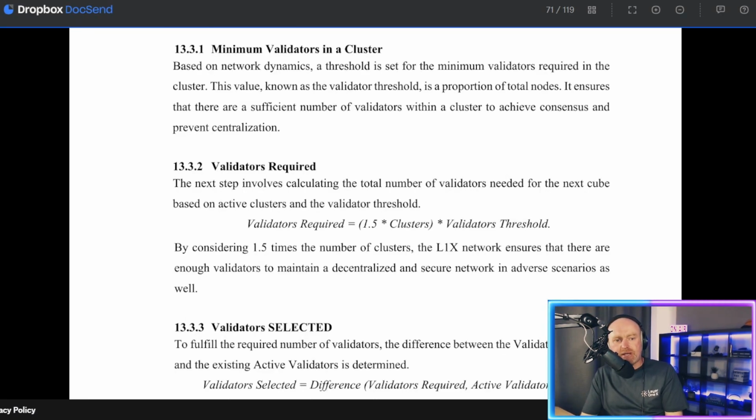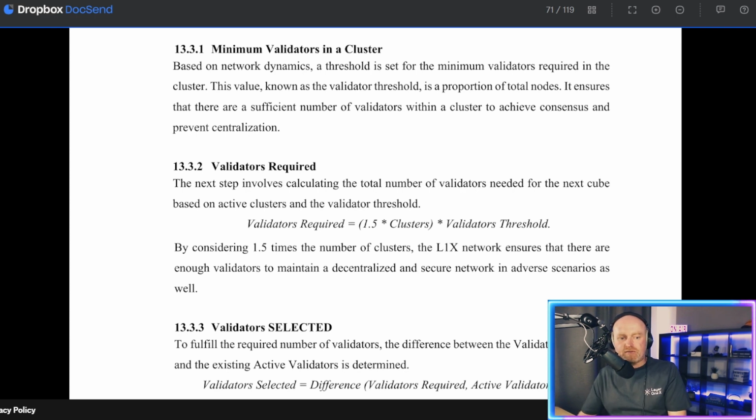13.3.1 Minimum validator in a cluster. Based on network dynamics, a threshold is set for minimum validators required in the cluster. This value, known as the validator threshold, is a proportion of total nodes. It ensures that there is a sufficient number of validators within a cluster to achieve consensus and prevent centralization.